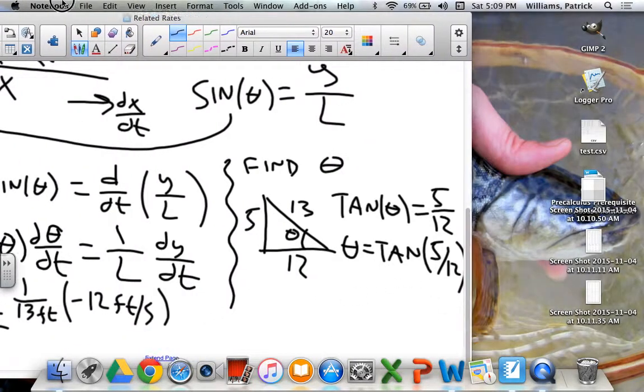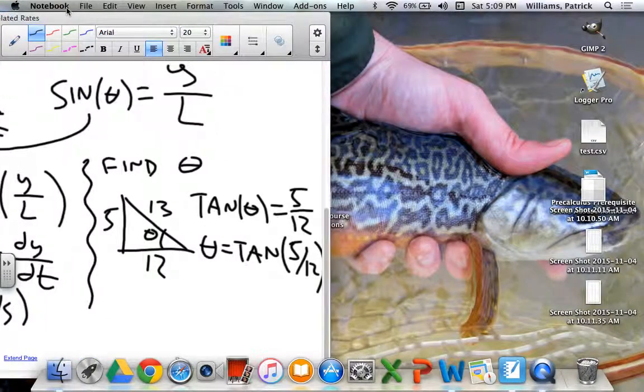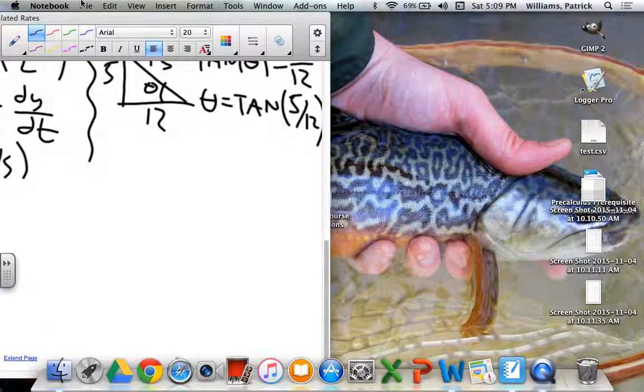I thought we extended this page. Maybe we didn't. Or maybe it just unextended itself on us out of protest.